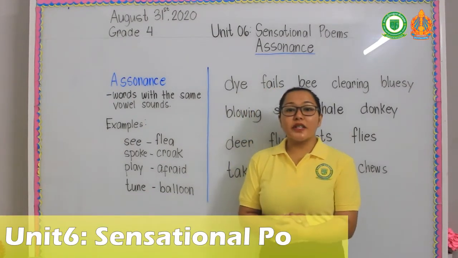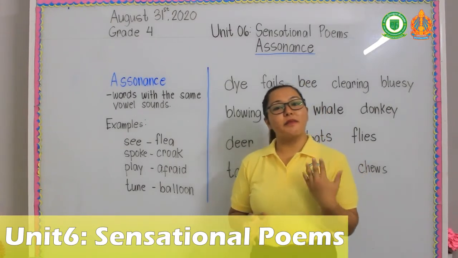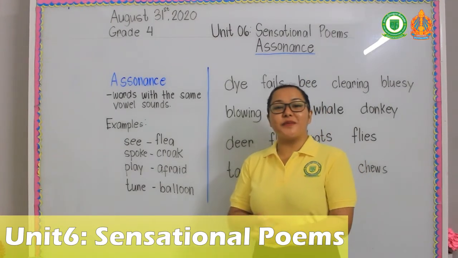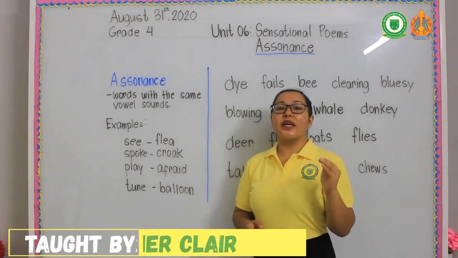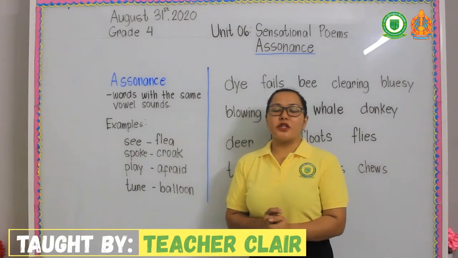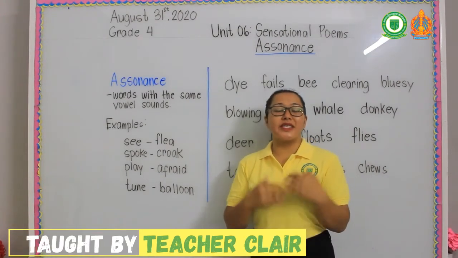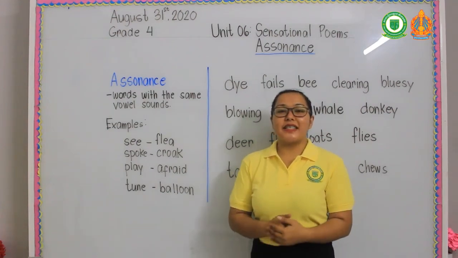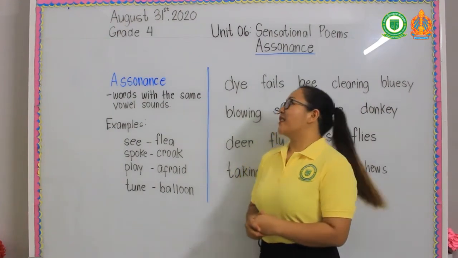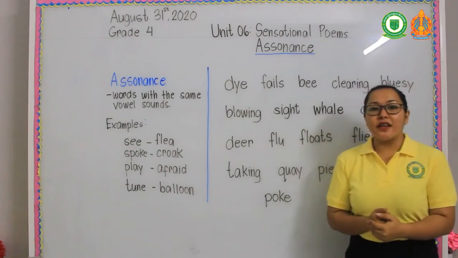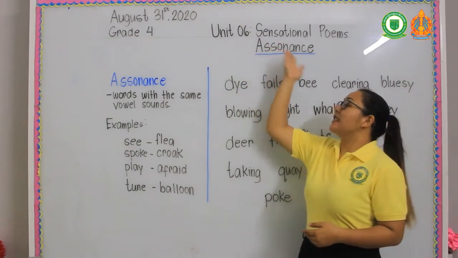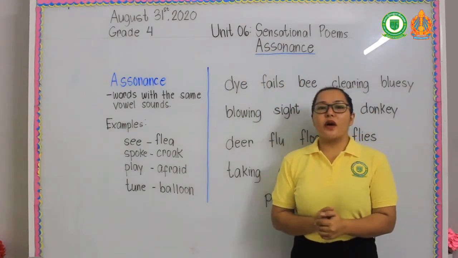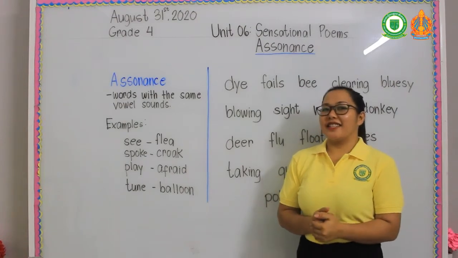Today is August 31st. It's the end of the month of August, and we here in Camtop International School look forward to seeing every one of you inside the classroom very soon. So today we are going to continue with Unit 6, Sensational Poems, and we are going to learn assonance, okay?